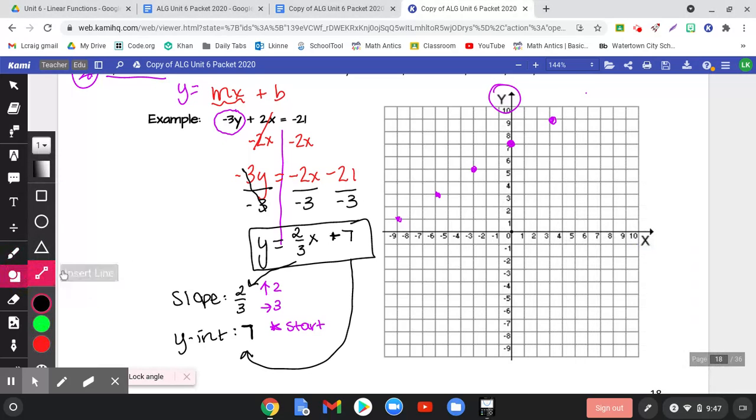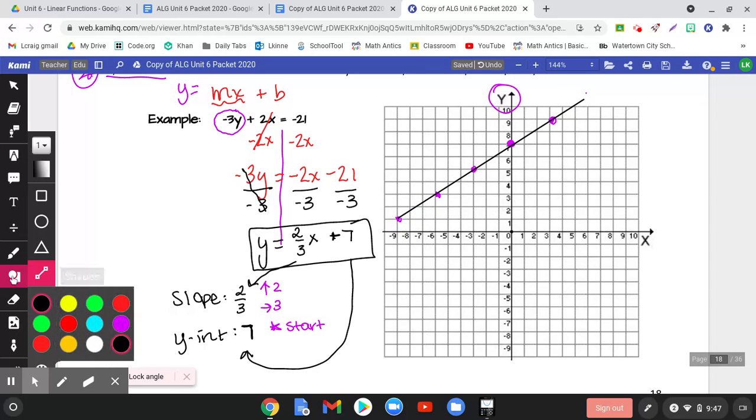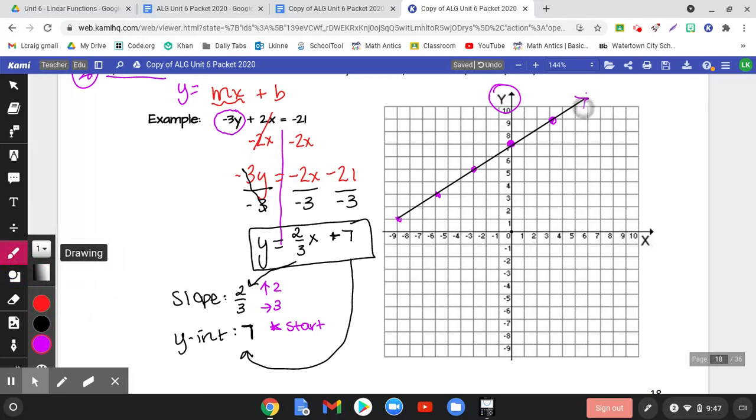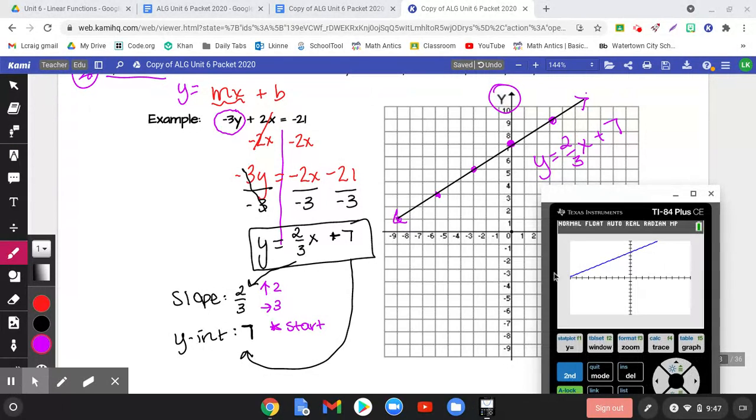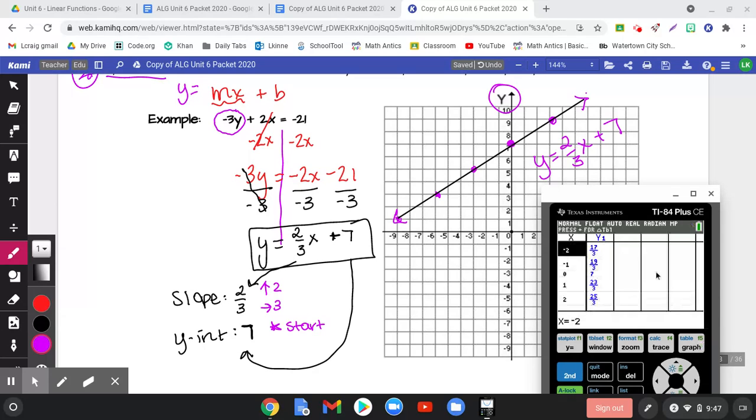Now we want to create our line. Nice big line that goes through it. All right, and now we just need to put on our arrows in our equation. y equals 2/3 x plus 7. I personally like this method better because it's faster, but notice how I quickly was able to put it into my calculator to make sure that it was the same. You could even check out the table if you wanted to make sure that your points were the same.